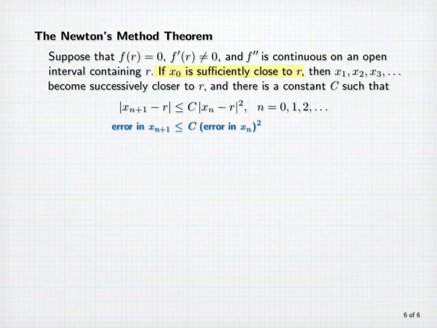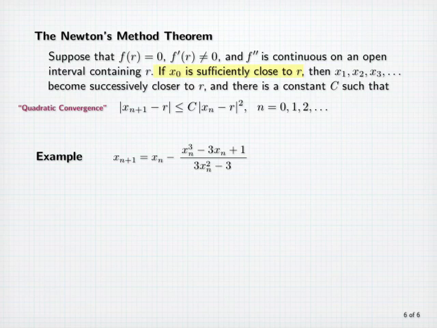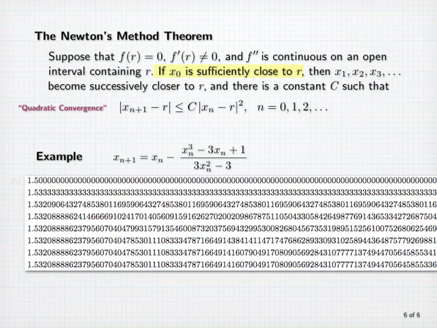In fact, a good way to think about this is once we're close to the root, the number of decimal places in our approximation roughly doubles at every step. This is often called quadratic convergence. Let's look at an example to see how this works. The Newton formula here, which we would use for finding a zero of the cubic polynomial x cubed minus 3x plus 1, produces this table of numbers, starting with an initial guess of 1.5.